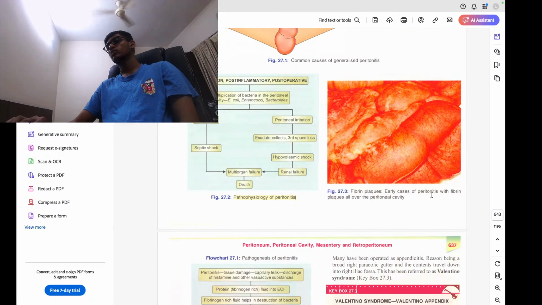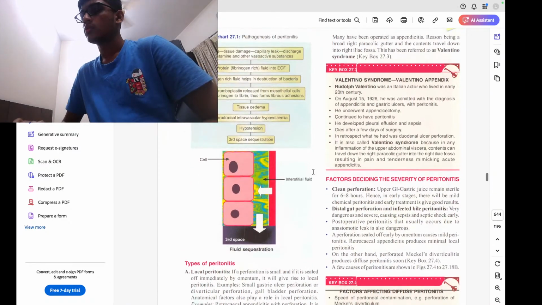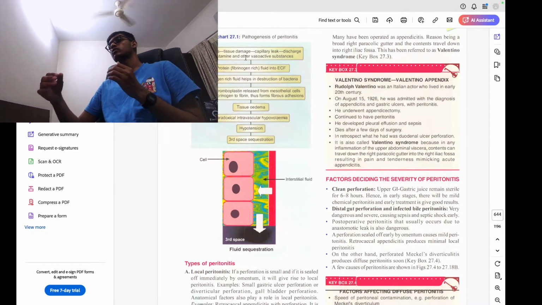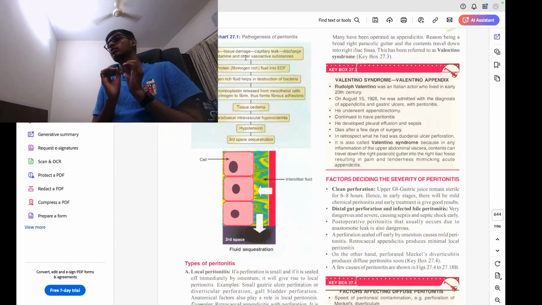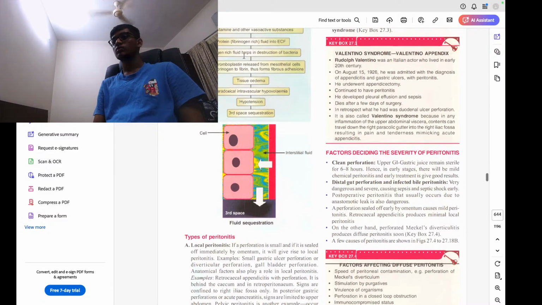Fibrin plaques: an early case of peritonitis with fibrin plaques all over the peritoneal cavity. So these are the pathogenesis. In peritonitis, there is capillary leak, and discharge of histamine and other vasoactive substances leads to protein and fibrinogen-rich fluid moving into the extracellular fluid. Fibrinogen-rich fluid helps in destruction of the bacteria. Tissue thromboplastin released from the mesothelial cells converts fibrinogen to fibrin, thus forming fibrous adhesions. Tissue edema will be seen, paradoxically intravascular hypovolemia will be there, and finally third space sequestration. So this is the third space fluid sequestration.